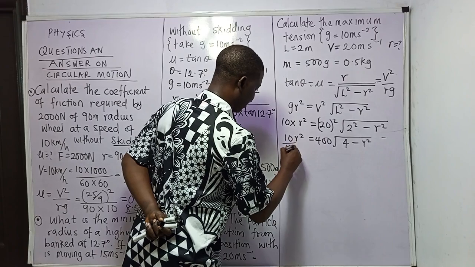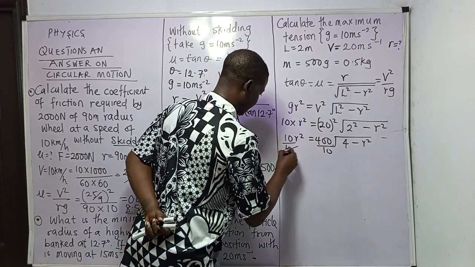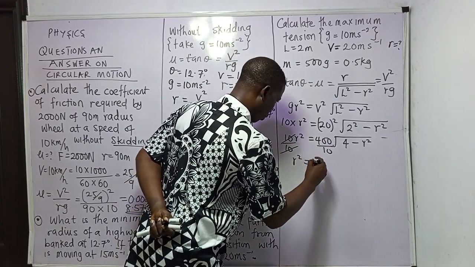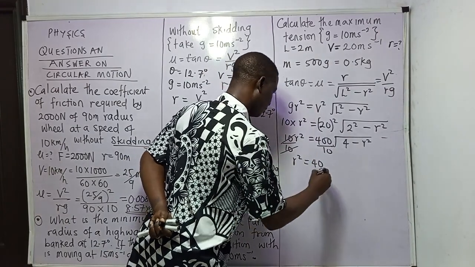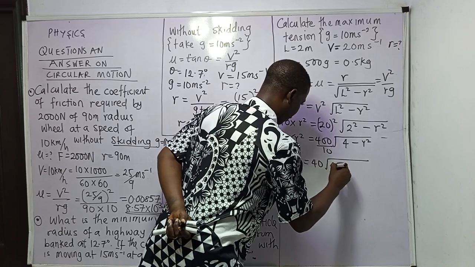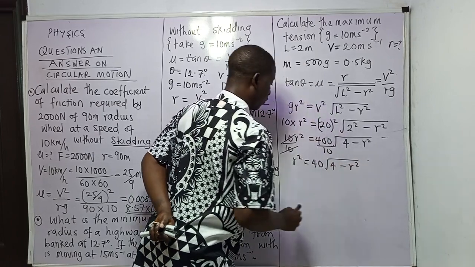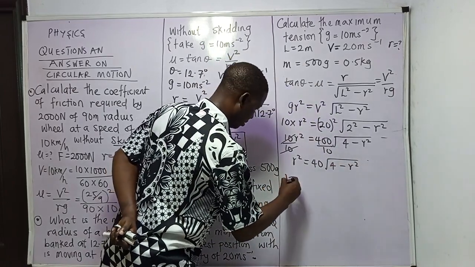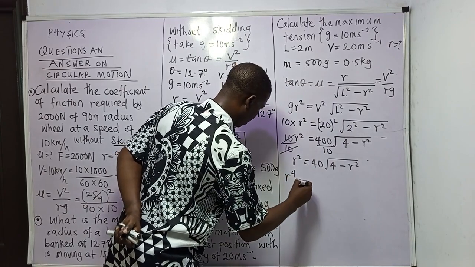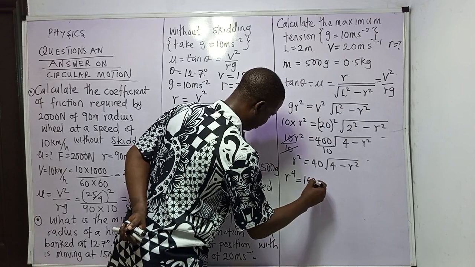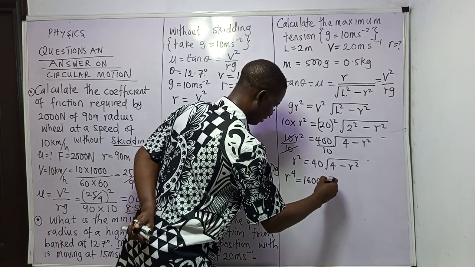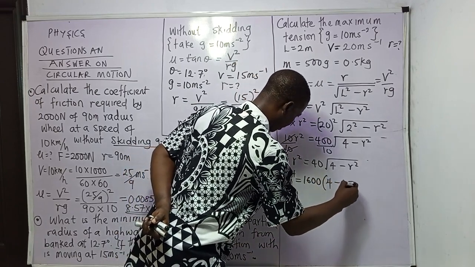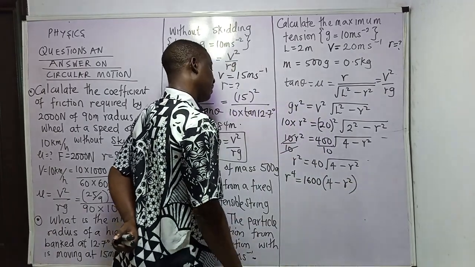First of all, divide both sides by 10. So we have R square equal to 40 over the square of 4 minus R square. So square both sides. What do you have? R to the power 4 equals 1600 into bracket 4 minus R square.